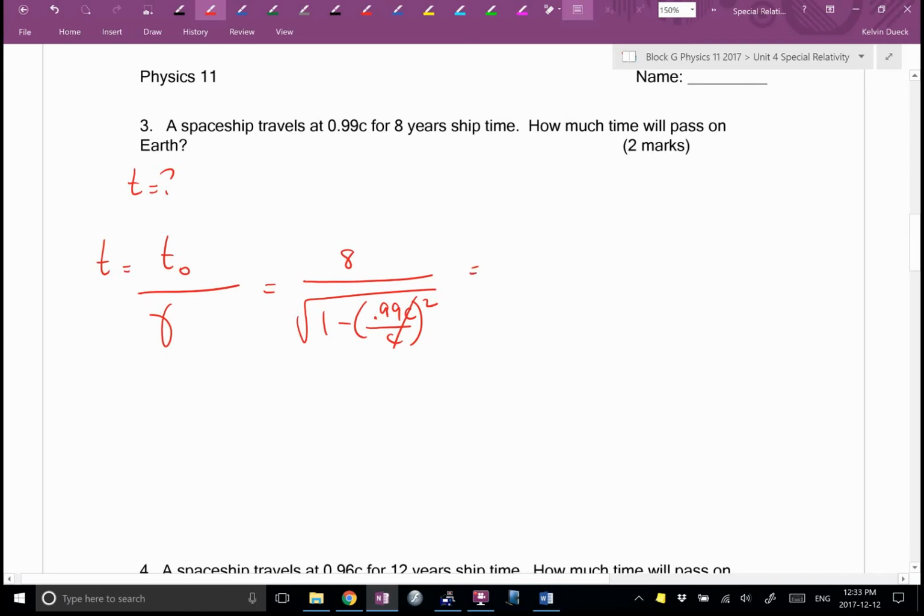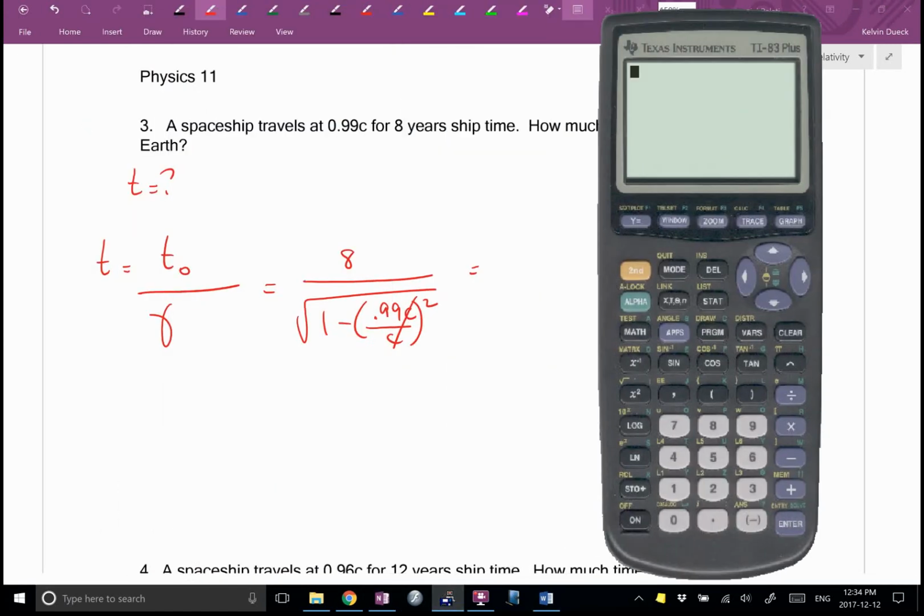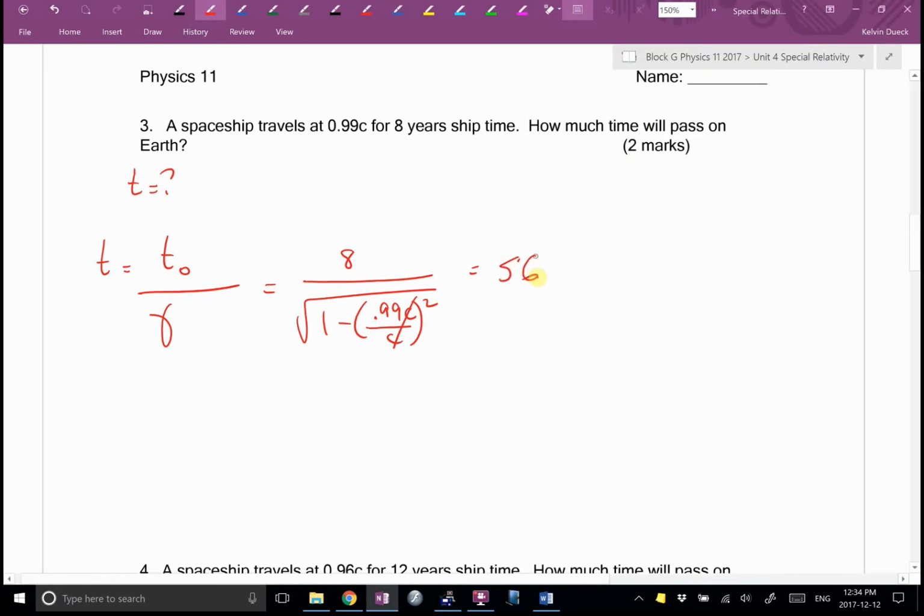So it's going to end up being, I'm going to try typing this in one step now. I've gotten pretty good at this. If you want to experiment with your calculator and see how much you can do in one fell swoop, go right ahead. I can go 8 divided by square root bracket 1 minus 0.99 squared. That's how I would type that in if I wanted to do it in one step. And I get 56.7, yes? 56.7 years back home on Earth.